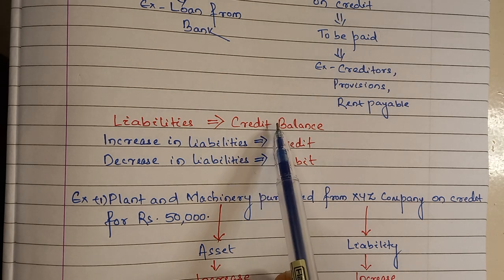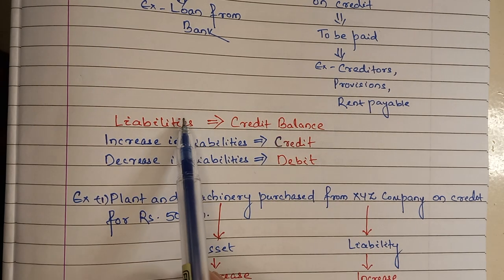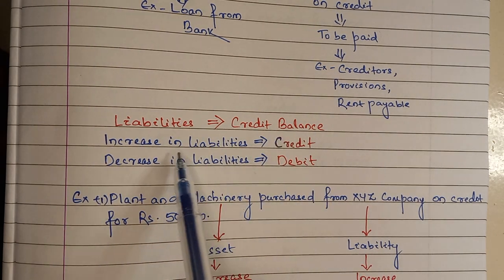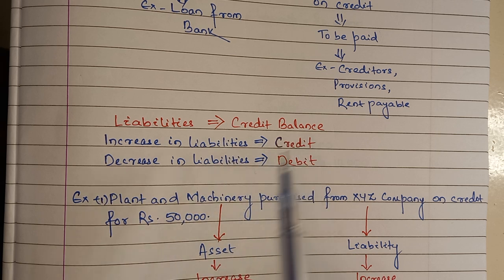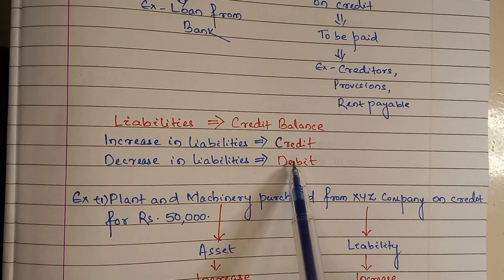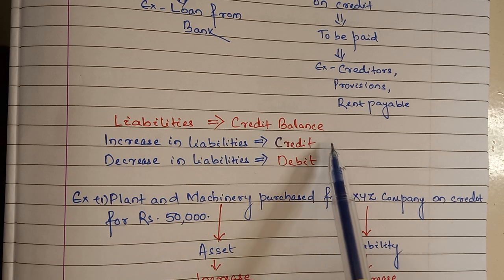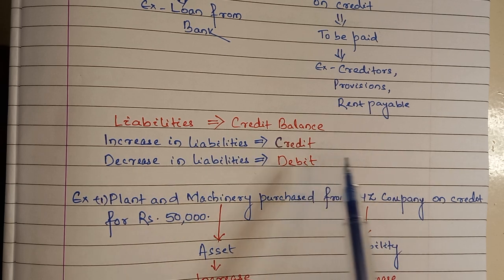Now, coming to the rules, liabilities are always credit balances. Assets were debit, liabilities are always credit balances. Increase in liability is always credit, decrease in liability is always debit.